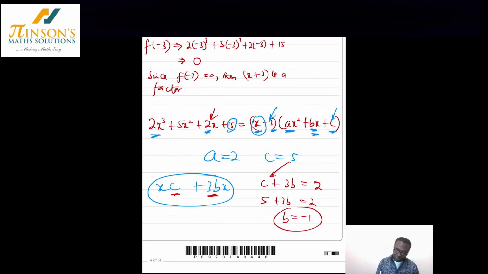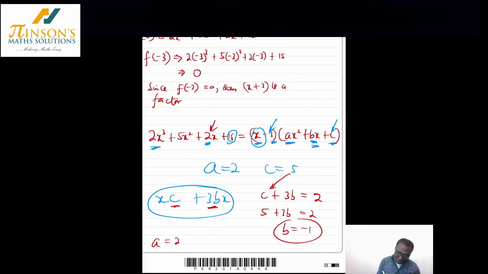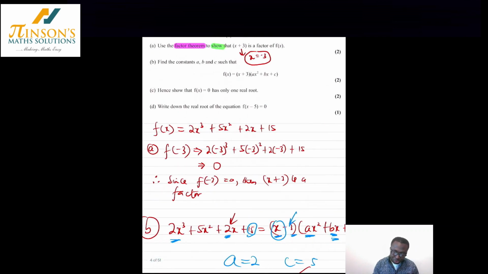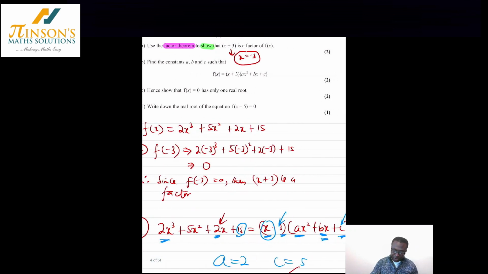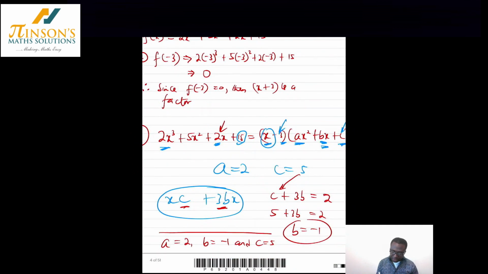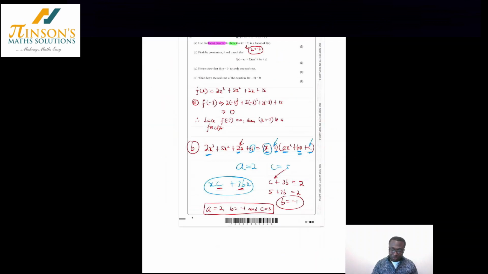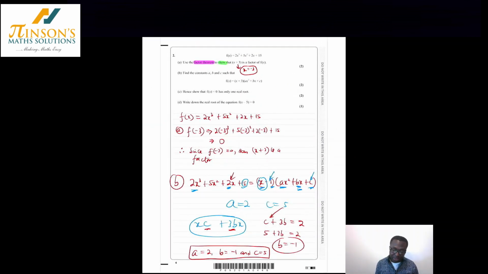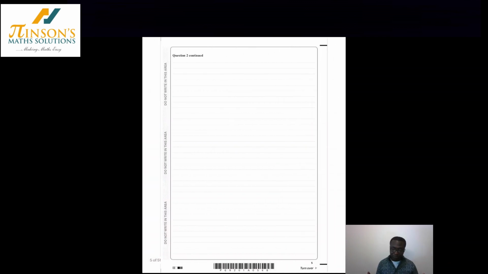So immediately we've seen that our a will be 2, our b will be minus 1, and our c will be 5. So it says that we should find the constants, and we found our constants, and this is our answer. You can put a box around it, and that is easy. Okay, so we can then go to the next part of the question, the c part. It says hence show that f of x is equal to 0 has only one root. So I'm going to go to the next page where there's plenty of space for me to write, and I'm going to rewrite f of x now.